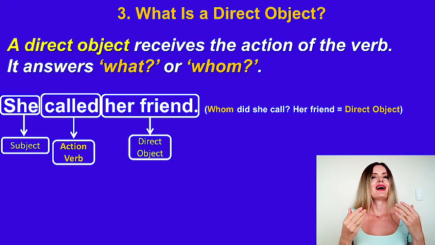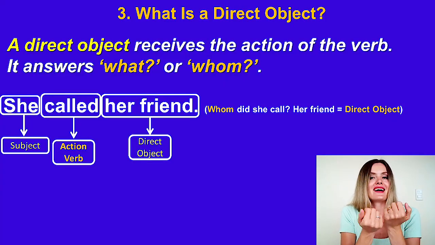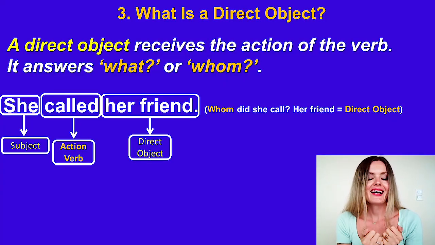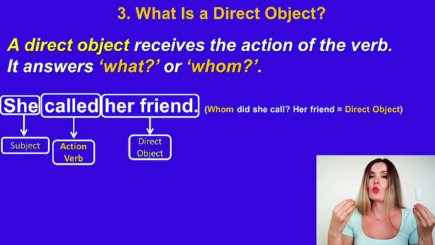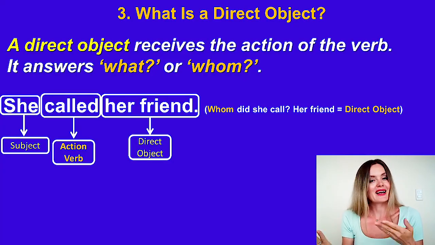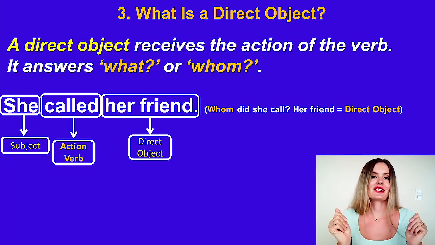One more time. A direct object receives the action of the verb, right? And it answers the questions what or whom, as in these examples that we have just read with you.